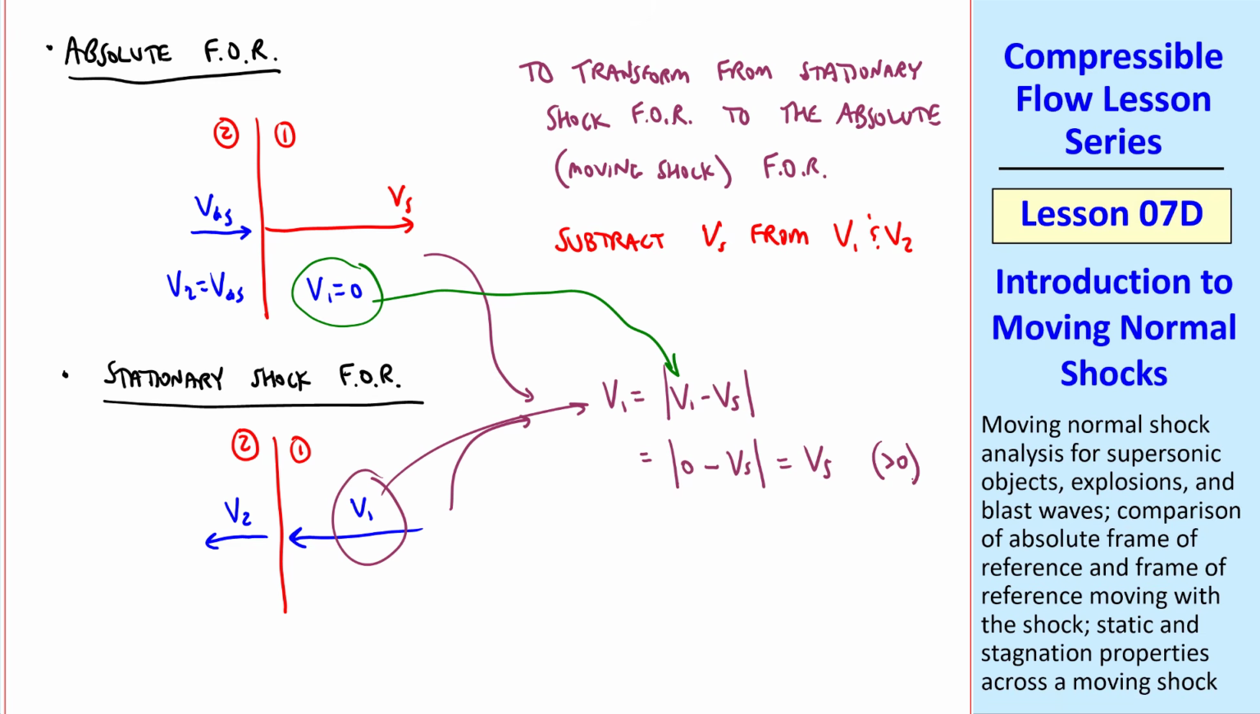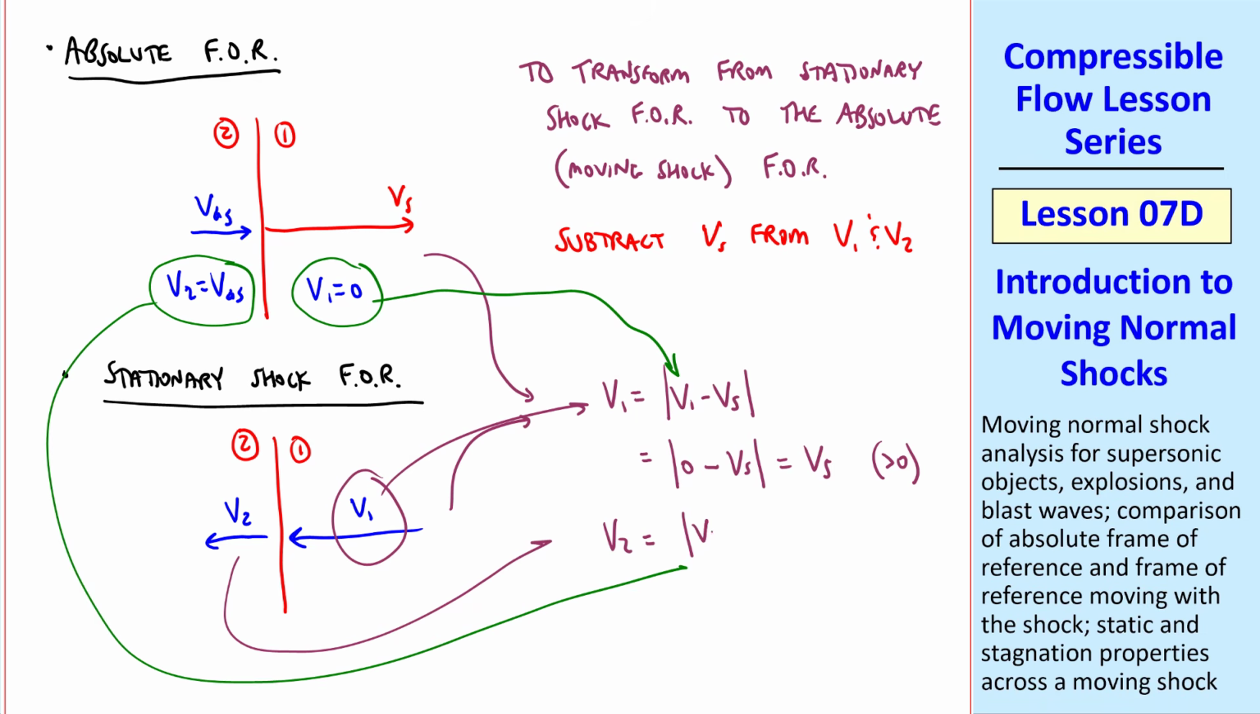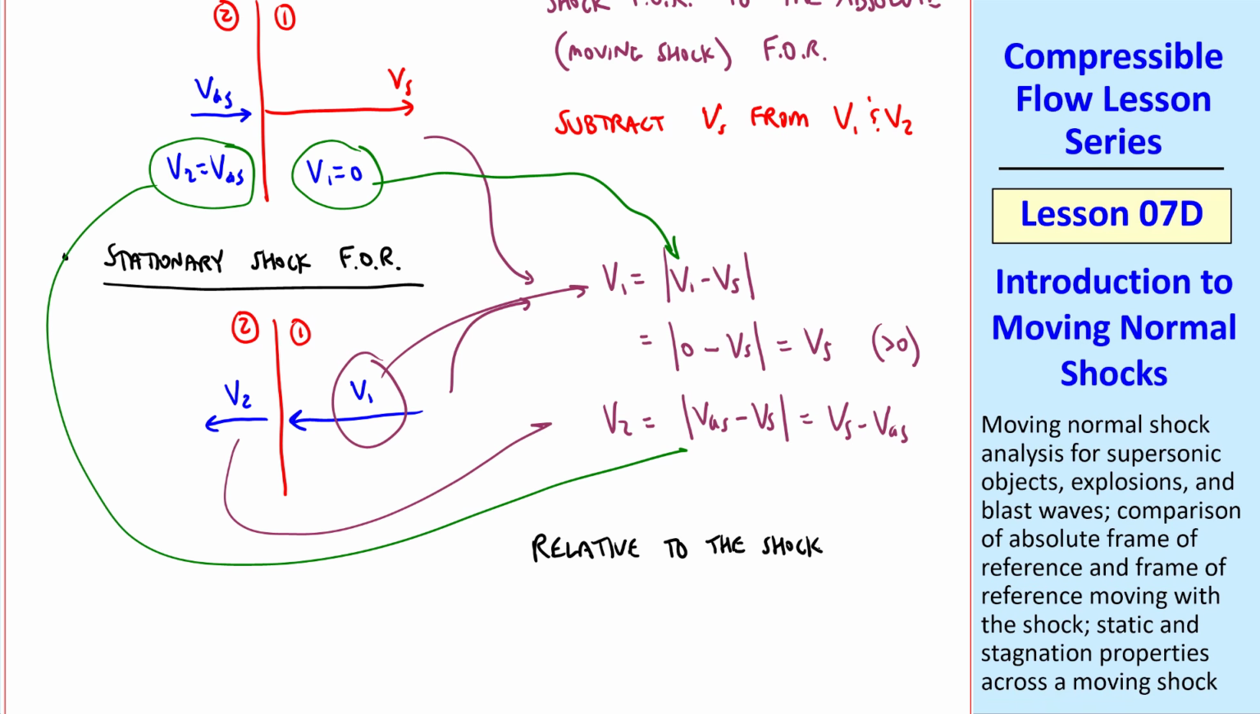which of course is greater than 0 since it's a speed. And this V2 becomes VAS minus VS, absolute value, which is VS minus VAS, since VS is bigger than VAS, as we can see here. Thus, relative to the shock, V1 is the same as VS, but V2 is not the same as VAS, but rather it's VS minus VAS.